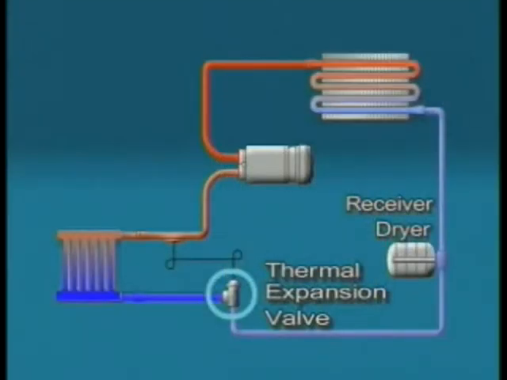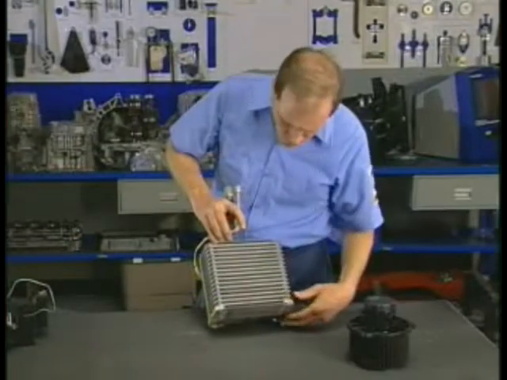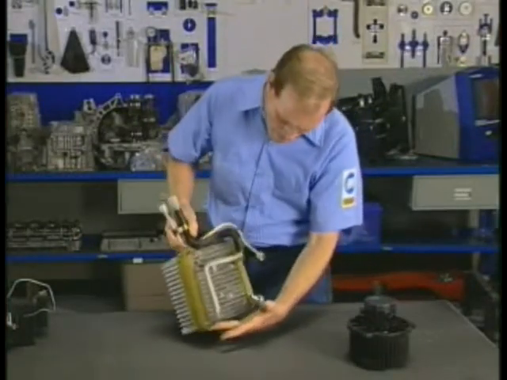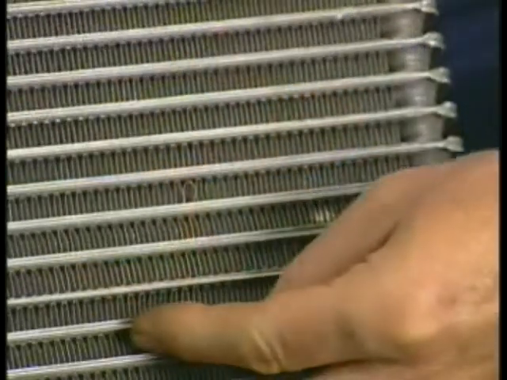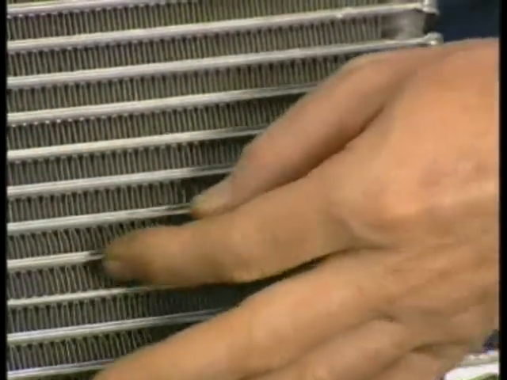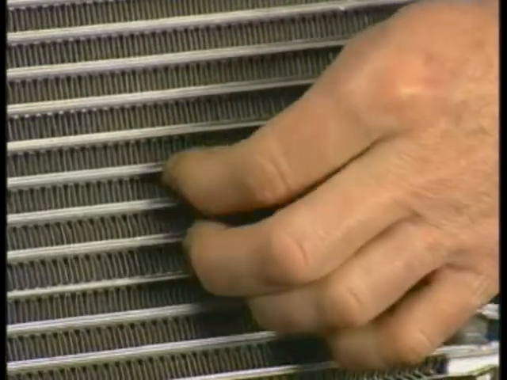The metering devices, whether expansion valves or orifice tubes, are restrictions. The high-pressure liquid is turned into a low-pressure liquid mist as it is forced through the metering device and onto the evaporator. The evaporator inside of the car is the main heat exchanger in the air conditioning system. Air from inside the car is blown over the fins of the evaporator, where the heat is transferred to the refrigerant passing through the coils of the evaporator.